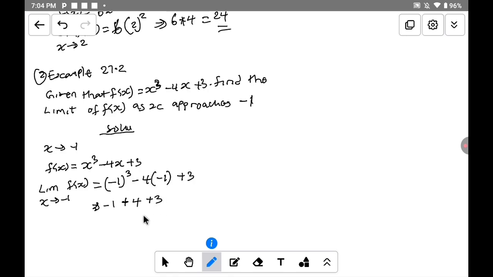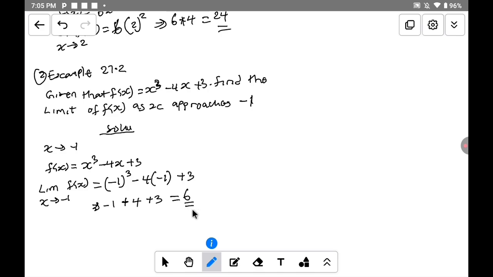Now if we add it together, minus 1 plus 4 gives us 3. Again, 3 plus 3 gives us 6, so therefore we have 6. So given that f of s is equal to s to the power of 3 minus 4s plus 3, the value of the limit function as s approaches minus 1 is equal to 6. That is as simple as that.